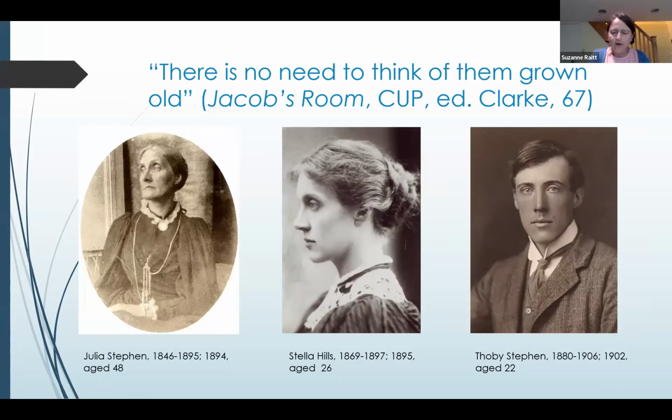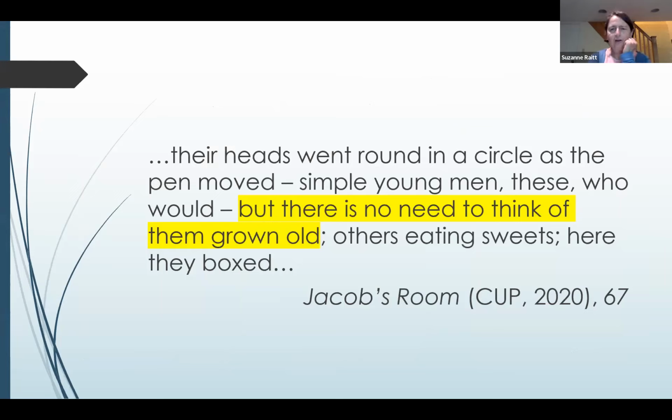During the years before Woolf started to write Jacob's Room in 1920, in addition to her carrying in her memory and in her body and in her emotions the deaths of those family members, Britain in general was convulsed, and not just Britain, by wave after wave of early deaths during the Great War and the influenza epidemic. When Woolf says that Jacob and his fellow students at Cambridge in the first decade of the 20th century are simple young men who would, but there is no need to think of them, grown old. Many of them, of course, will not do that, and Jacob is among them.